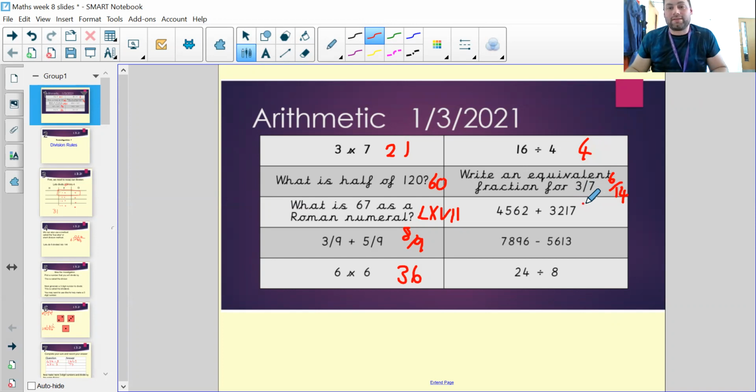Here we've got 7,779. And then for here, we've got 2,283. Then our last question here, 24 divided by 8, is also 3. Well done if you got them all correct.